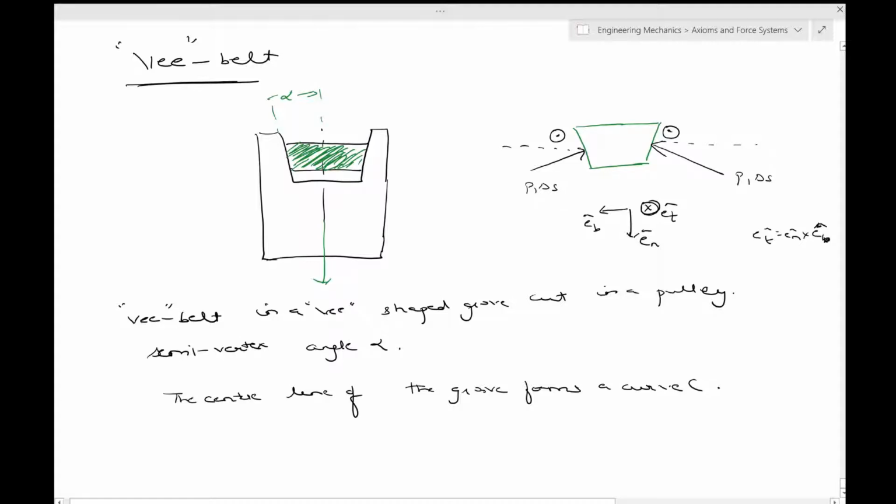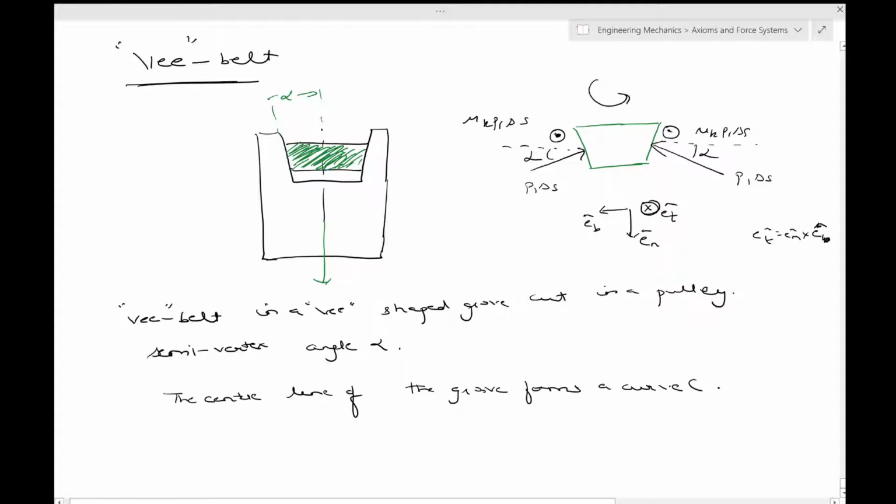Now the friction force, if it is rotating like this for example, then the friction force will be coming out of the screen. That would be mu k p1 delta s, because it has to oppose the relative motion. The angle is alpha.